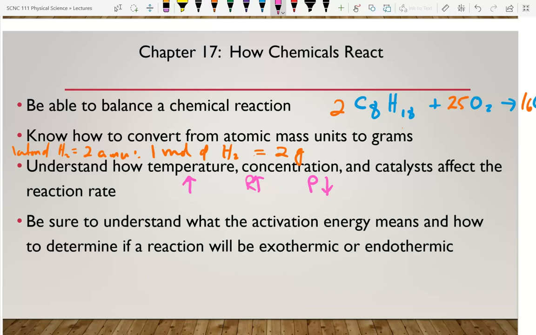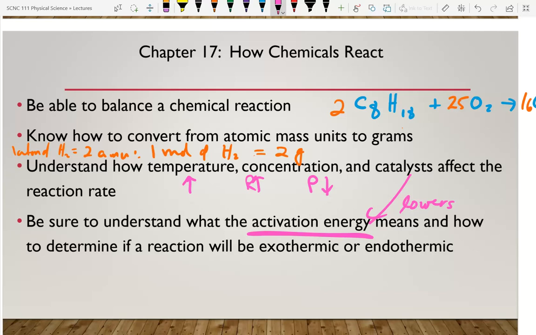Then catalysts. I spent a lot of time talking about how ozone is catalyzed by halogens. What does it mean if it's catalyzed? Or what does a catalyst do? That's right. It decreases the amount of energy needed to make the reaction occur. We call that energy needed the activation energy. So a catalyst lowers the activation energy, thus making the reaction occur much more easily, more rapidly.